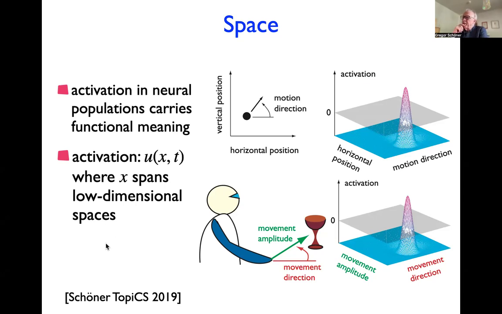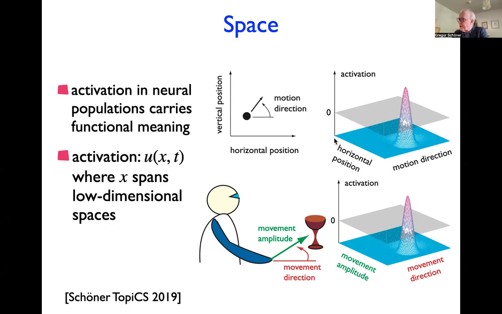So again, space. The notion in DFT is that activation of neural populations carries functional meaning as fields over dimensions. For instance, here I'm illustrating that if you want to represent the motion of a single element of contrast in the visual array, it's characterized by where in the visual array and the motion direction. These are actually 3 dimensions. The speed is actually a separate thing. I didn't address that here. And 2 of these dimensions are plotted here for simplicity, so only the horizontal position and the motion direction.